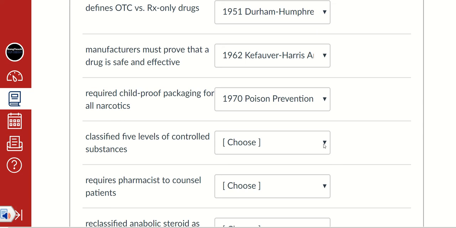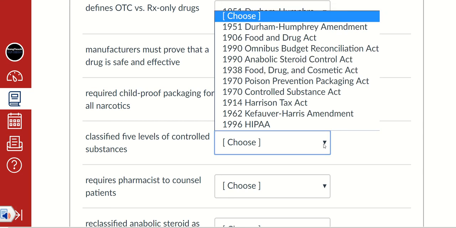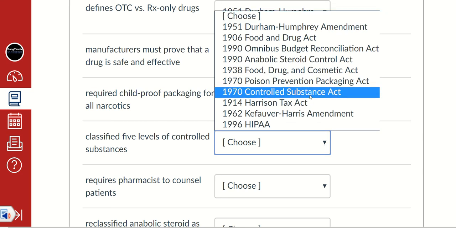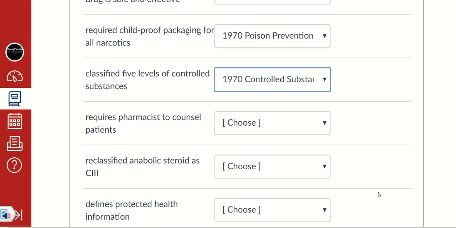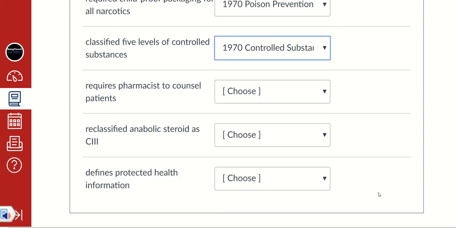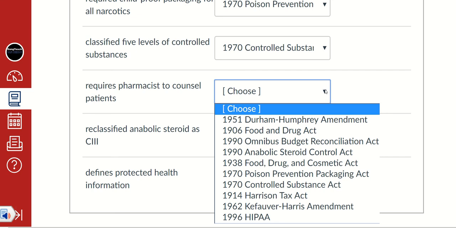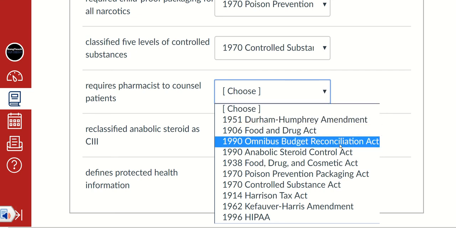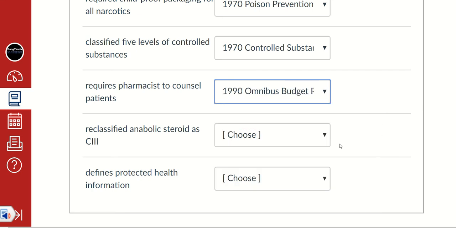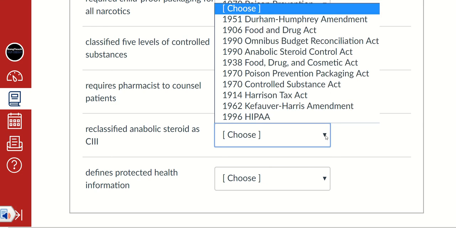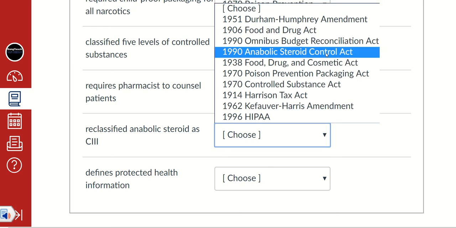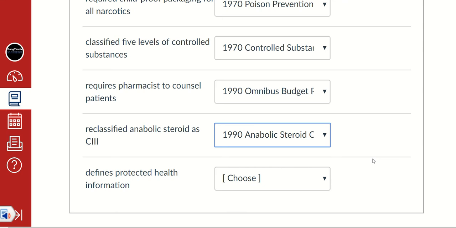Classified the 5 schedules. Controlled Substance Act. Now it's the Controlled Substance Act. A few more to go. Required pharmacists to counsel and do DURs. OBRA, yep, over 90. Anabolic steroids as the answer in the question. Anabolic Steroid Control Act, 1990. So you got one free. Thank you. And then defines HIPAA. Yep.